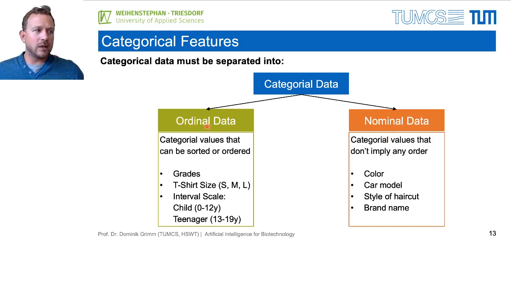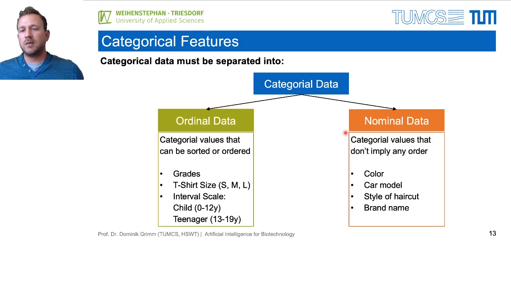Ordinal data is categorical data that can be sorted or ordered. That's, for example, grades, like good, bad. This can be ordered in a specific manner. T-shirt sizes, like small, medium, large. This has an order, so we can use this order to encode our data.